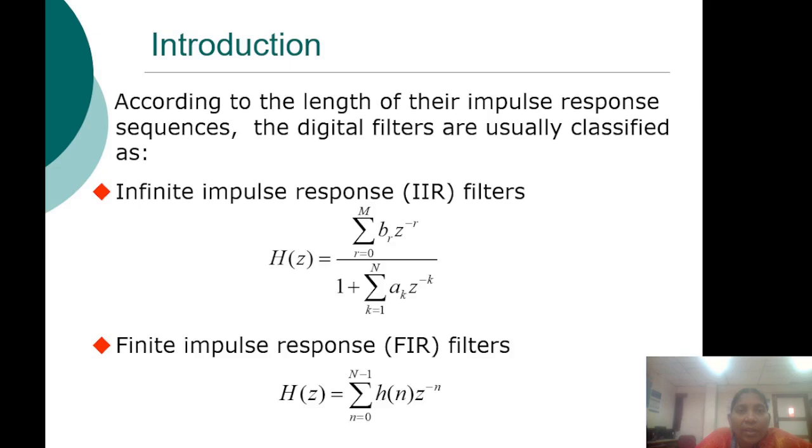In the case of the FIR filter, there is no feedback. The FIR filter transfer function is given by H of z equal to summation n equal to 0 to N minus 1 of h of n z power minus n. In digital filter design, it is very important to determine the transfer function H of z.